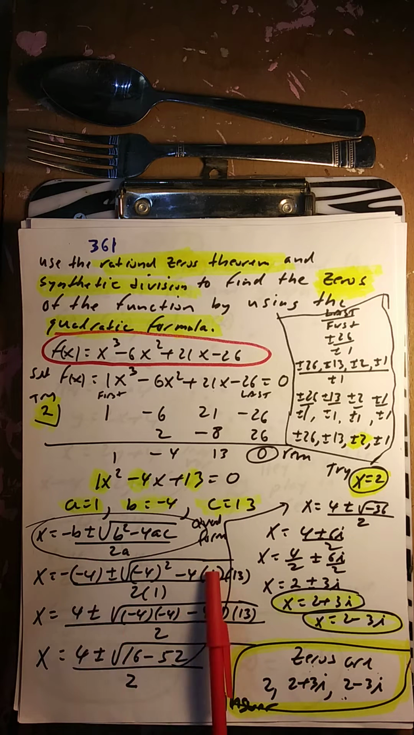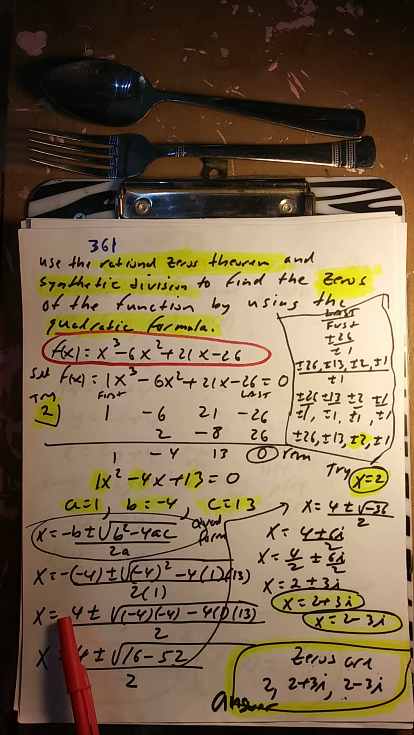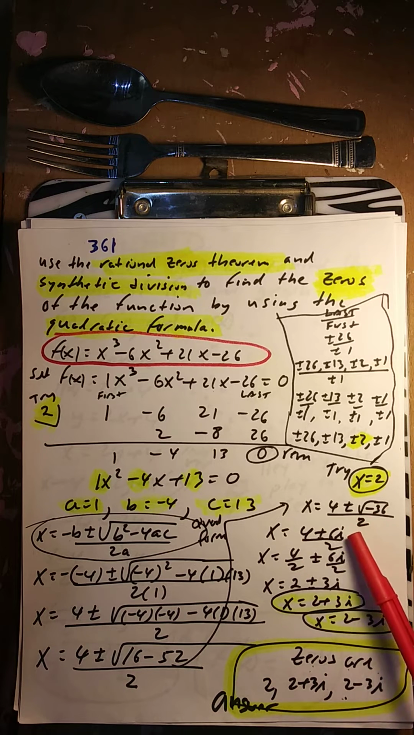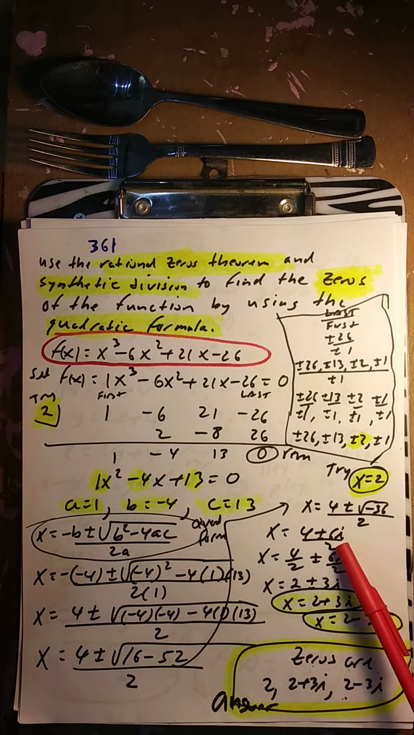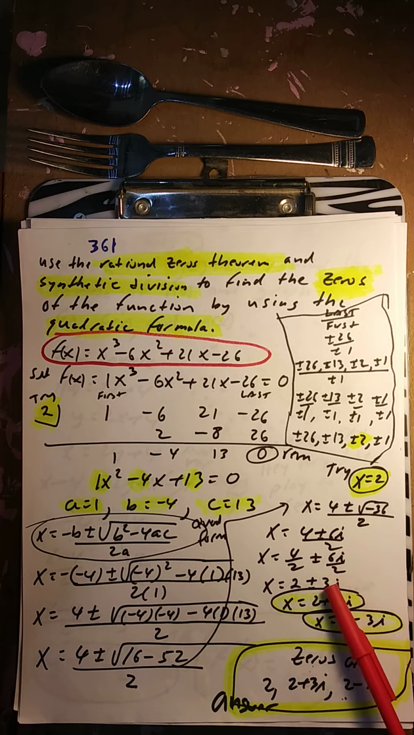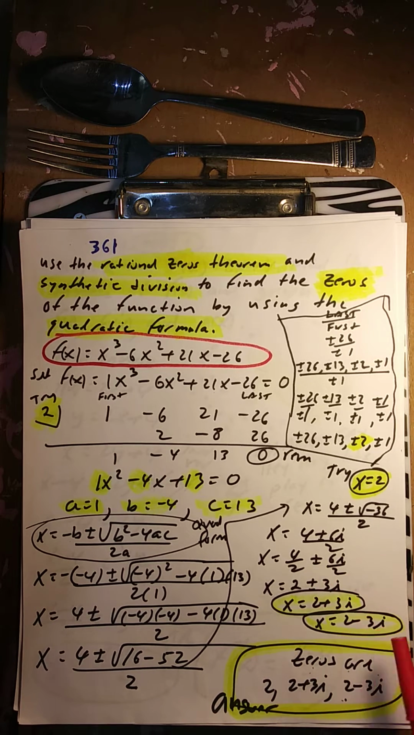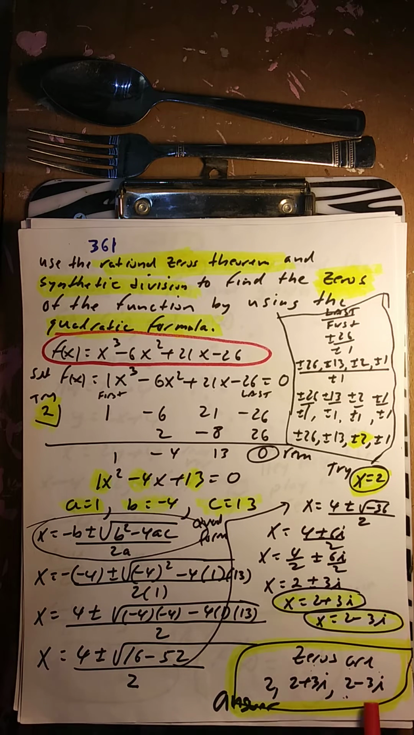Put the numbers in there. So we have negative negative 4 is 4, that's going to be 16 minus 52, and that's going to be a negative number, negative 36, and that's going to be 6i. 4 plus or minus 6i over 2, divided by 2, so 2 plus or minus 3i. So x equals 2 plus 3i, 2 minus 3i. So the answer was 2, 2 plus 3i, and 2 minus 3i.